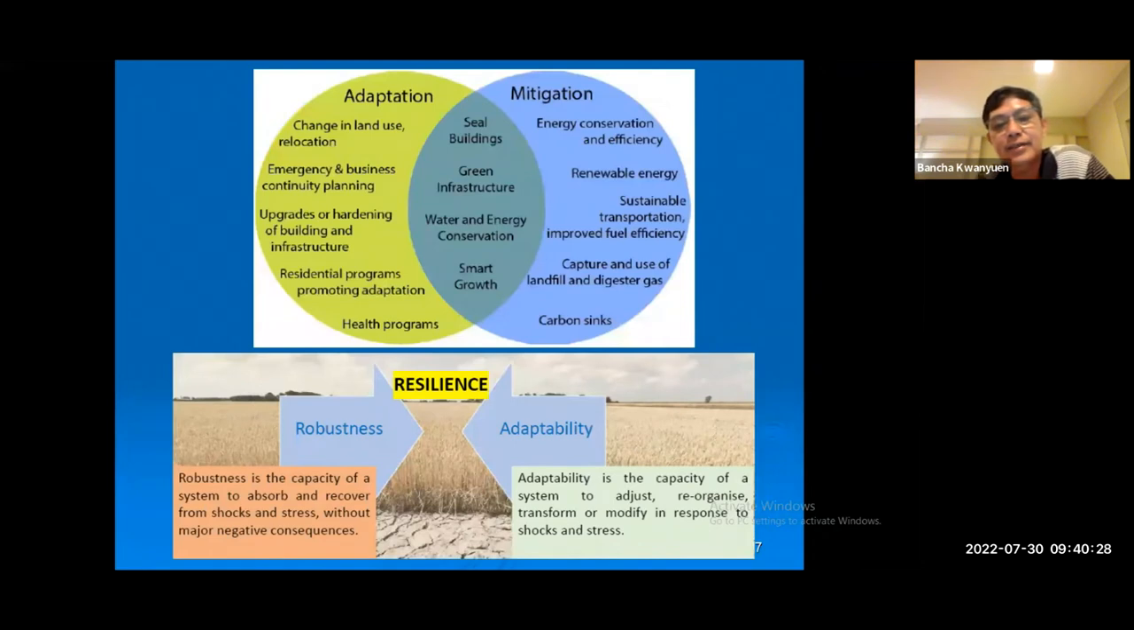And this is where we talk about adaptation and mitigation, and also some measures that combine both, like green infrastructure, which is about smart growth. And the other thing is adaptation: how can you change the land use, how can you have some other things there? And of course, we need resiliency. We have adaptivity, we have robustness that becomes more resilient to the climate. Okay, from here.